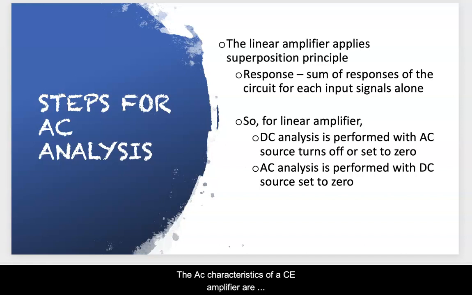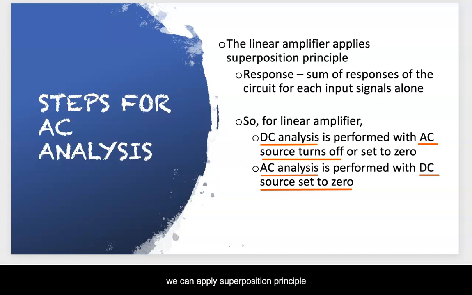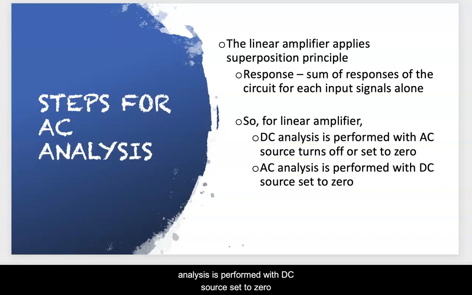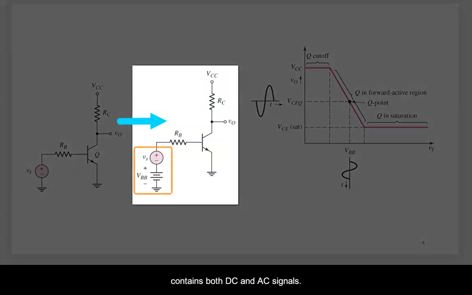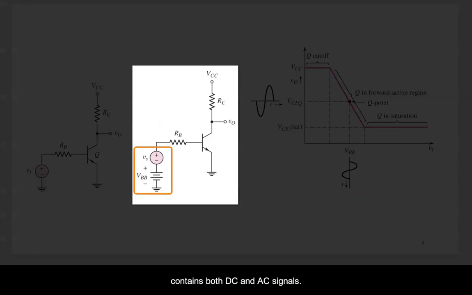The AC characteristic of a common emitter amplifier are demonstrated using its equivalent circuit. The equivalent circuit is also used in many AC calculations. To conduct AC analysis on the linear amplifier, we can apply superposition principle, which means for any given circuit, DC analysis is performed by AC source turned off or set to 0, and AC analysis is performed with DC source set to 0. The figure shows a BJT circuit with an input signal VI contains both DC and AC signals.